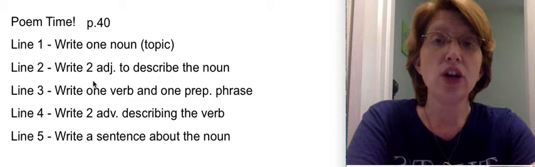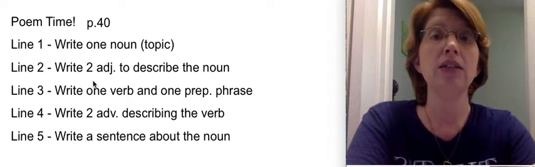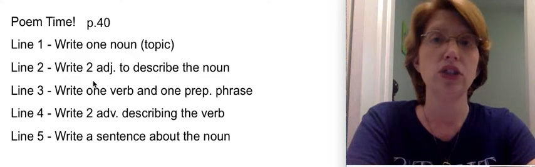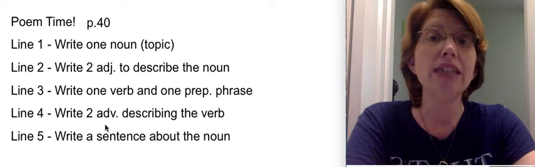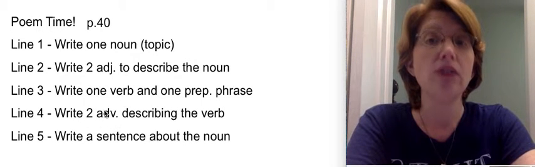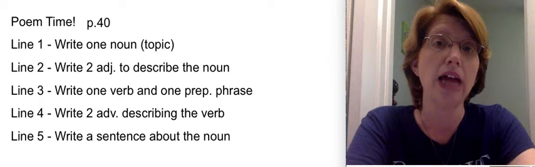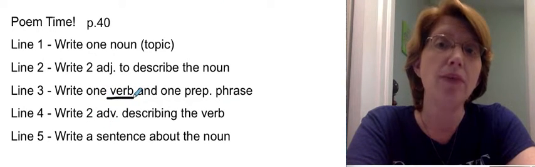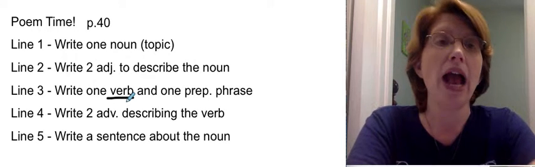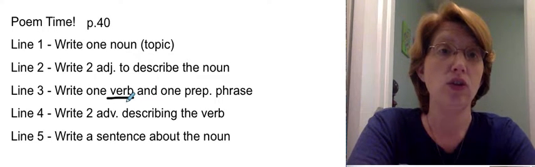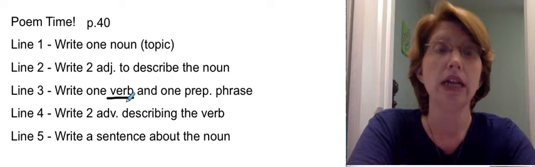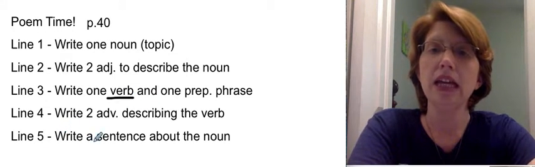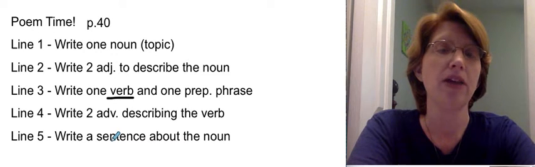Then line 3, you're going to write a verb with a prepositional phrase. And we're going to look at the example in just a minute. And then line 4 is the adverbs. That means that you have to look at the verb that you put on line 3, and then you have to describe that verb. So how did they do this thing? Was it quickly? Was it slowly? Was it softly? And then last, write a good sentence about the noun.